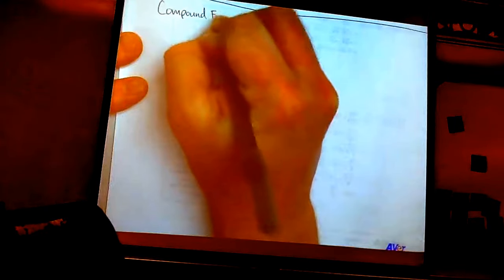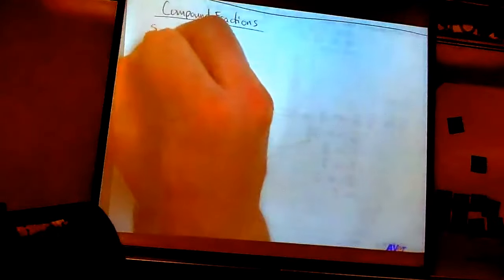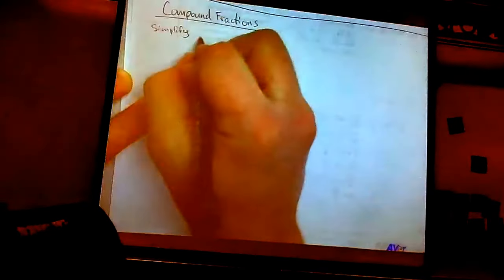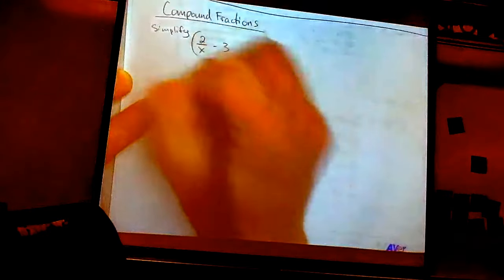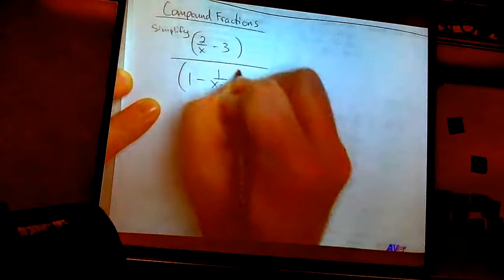Now we're going to do newer stuff. Compound fractions. These are exciting. Just simplifying stuff. Later we'll turn them into equations, but right now we're just going to simplify. It's going to look crazy at first. Once you break it down, it's not bad.